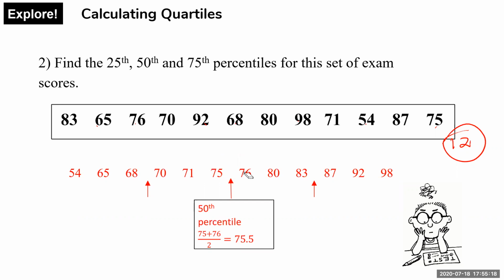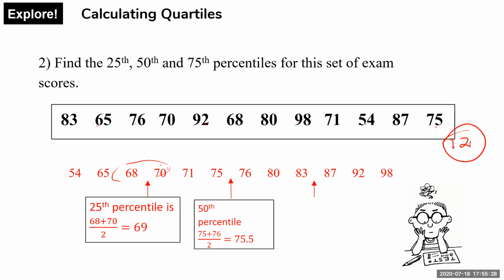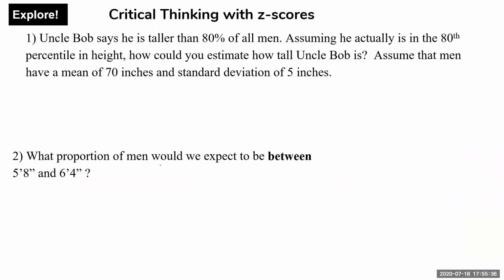Now we do 1, 2, 3, 4, 5, 6. Now these two numbers will sit at the center to the left. We'll add them together and divide by 2, and we have your 25th. And then we do the same thing towards our right, and we have our 75th percentile. Okay, so sweet. All right, now here let's explore and do some critical thinking.